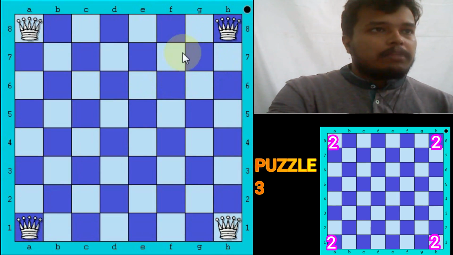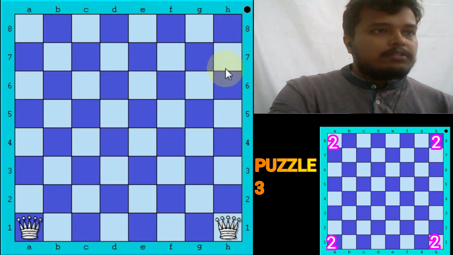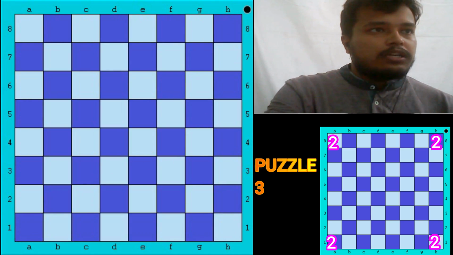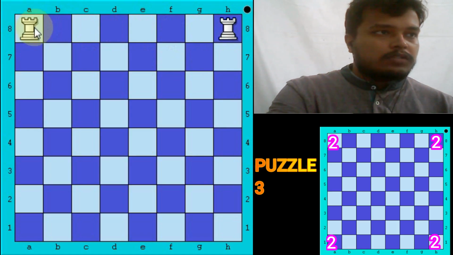Now another puzzle is how do you place the pieces at the 4 corners such that they attack the a8, h8, h1 and a1 squares twice. You can pause the video in order to find it. The piece which will be placed is the rook.